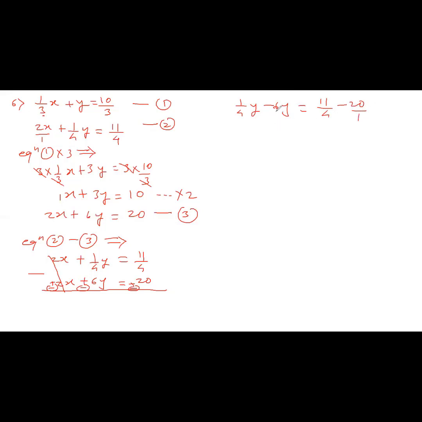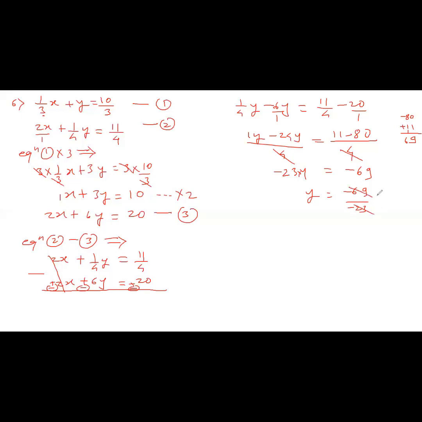We can solve this by cross multiplication. If we solve like this, we will get y minus 24y upon 4. Here cross multiply: 11 ones are 11, here 4 twenties are 80, here 4 ones are 4. y minus 24y is minus 23y. Multiplying by 4 on both sides, the 4 gets cancelled. So in the numerator minus 23y is left. 11 minus 80 is minus 69. So 23 is multiplied here, it becomes divide.